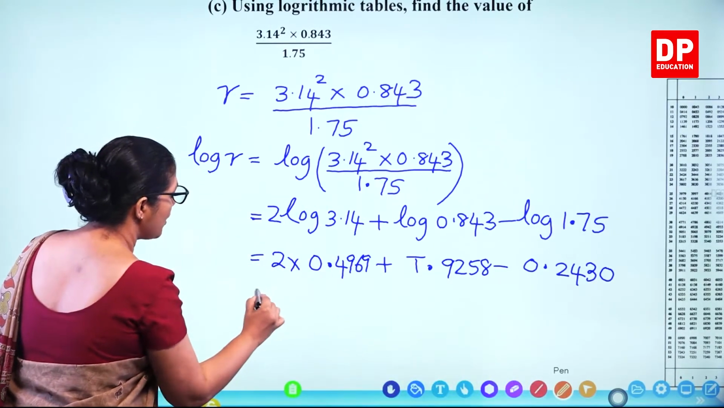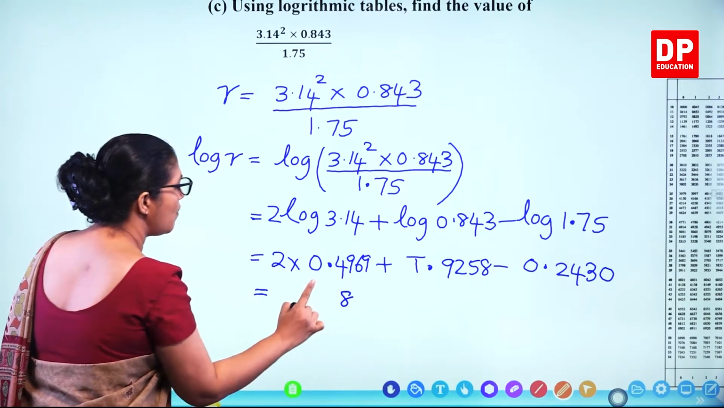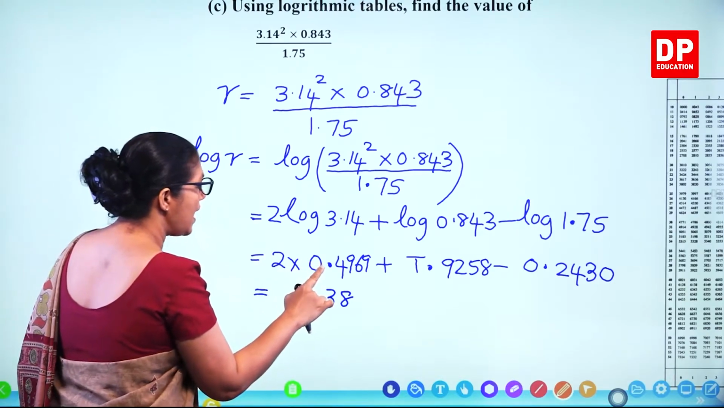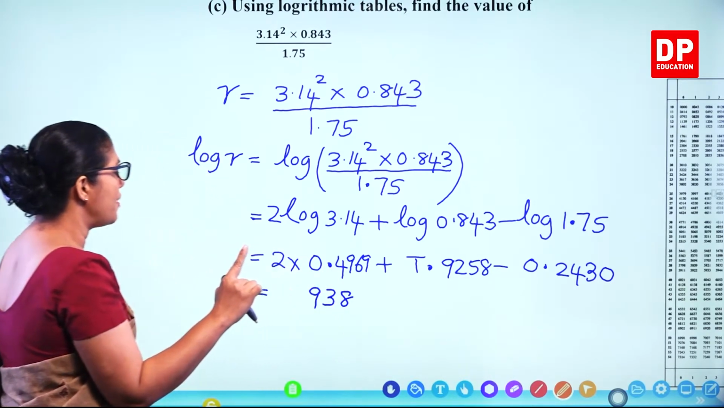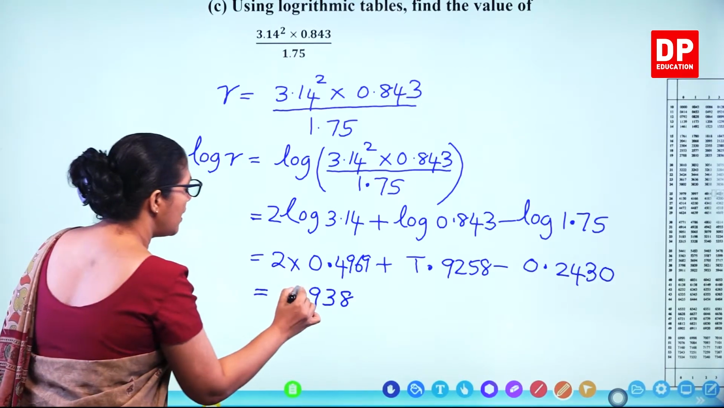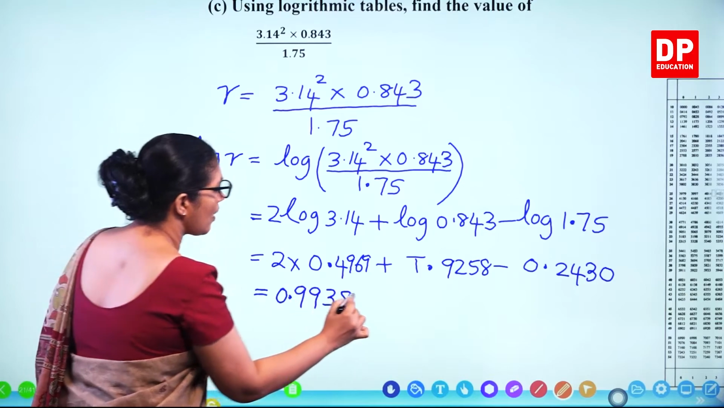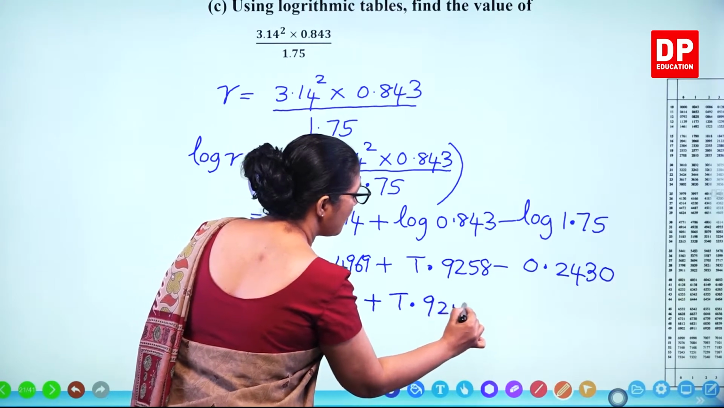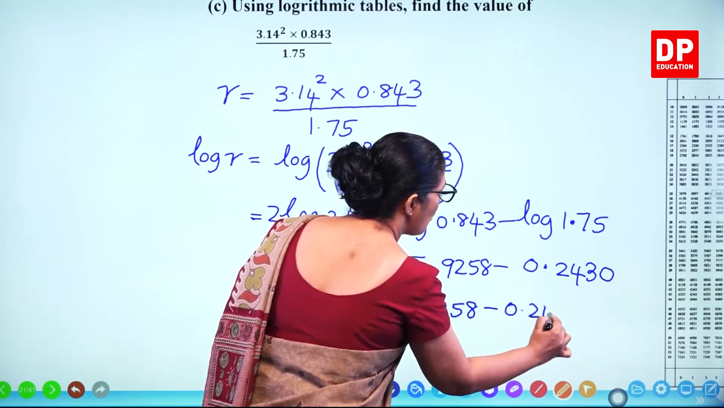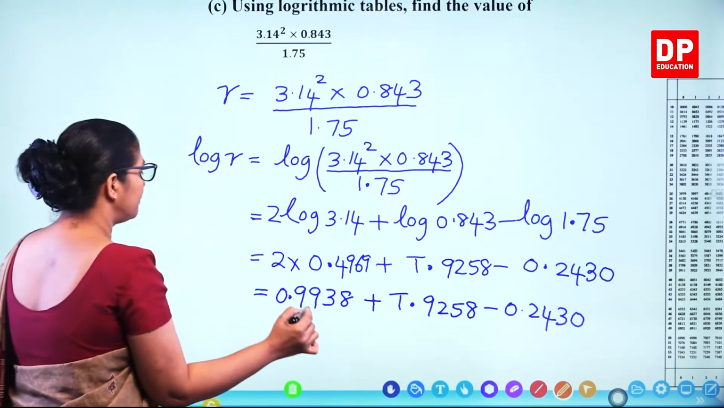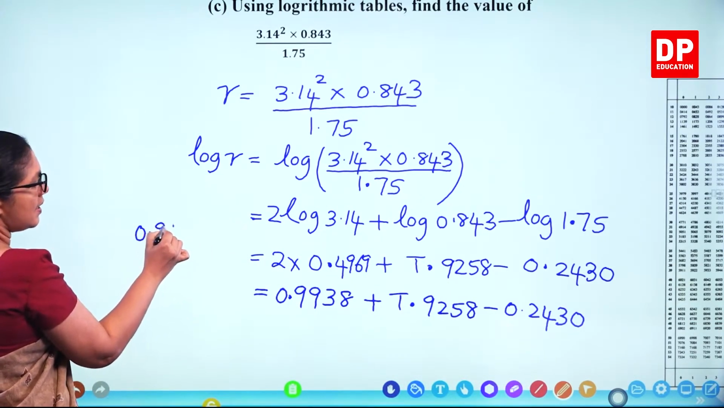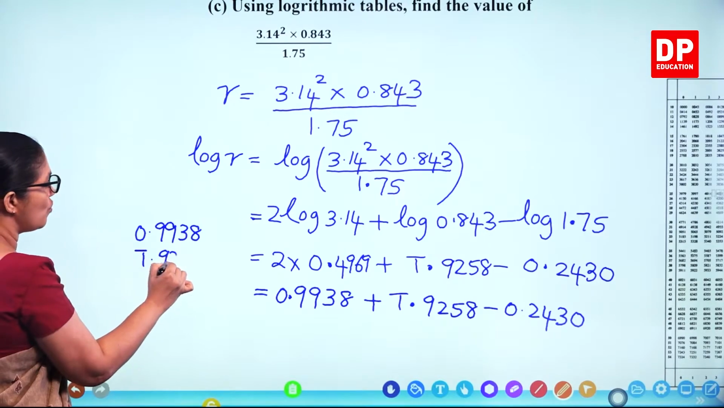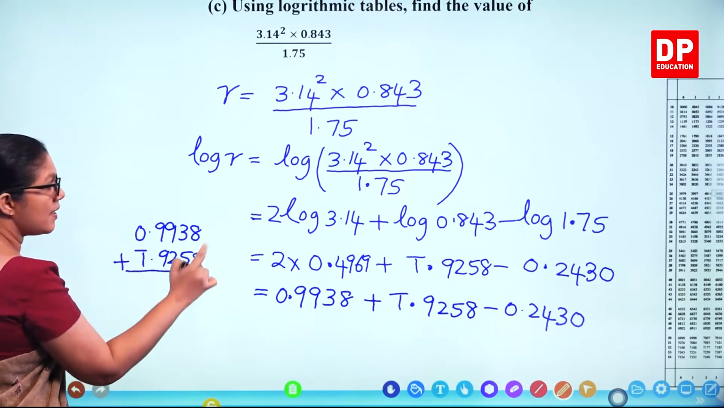Now we'll multiply first this one by 2. 2 times 9, 18, 1 remaining, 2 times 6, 12 plus 1, 13, 1 remaining, 2 times 9, 18 plus 1, 19, 1 remaining, 2 times 4, 8 plus 1, 9. Plus bar 1.9258 and 0.2430. Again, add 0.9938 and bar 1.9258. First add it and then we'll subtract.